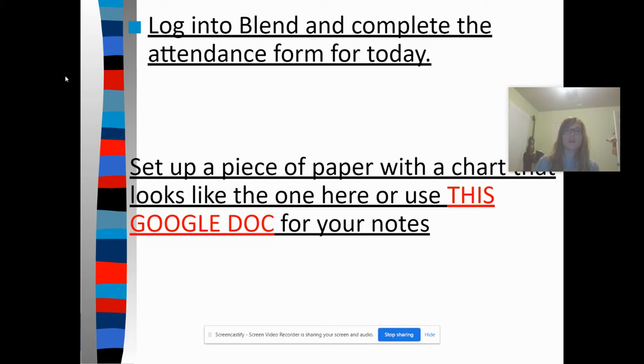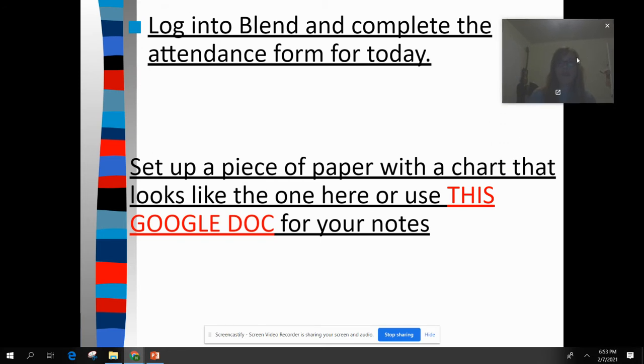And then I also want you to think about comparing and contrasting it to other revolutions that happened during this time period as well.